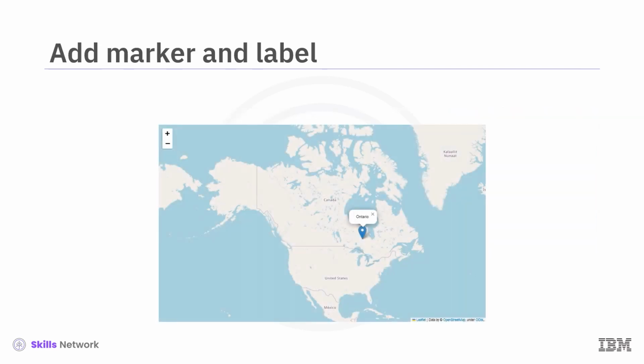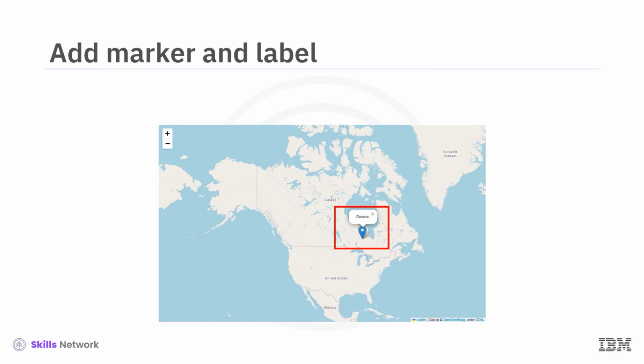Markers play a vital role in enhancing interactivity and adding context to maps. They represent specific locations or points of interest, providing additional information when clicked. Markers are like signposts that guide us through the map, highlighting important elements.